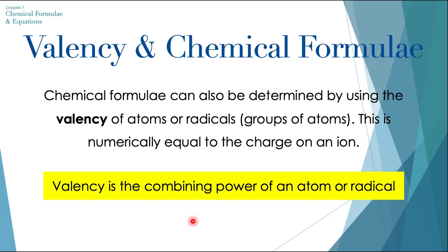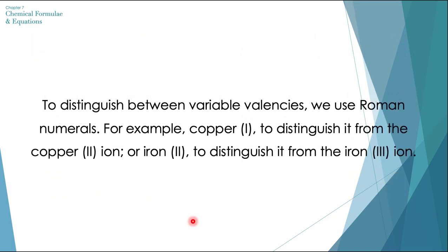But some elements can have more than 1 valency. And they are said to have variable valencies, and so to distinguish them, a Roman numeral is used. For example, copper 1 to distinguish it from copper 2 ion. Copper has variable valencies. It can be 1 positive or 2 positive as well. So that is why we write down a Roman numeral after them. Copper 1 would have 1 Roman numeral, copper 2 is written like this, or iron 2 to distinguish it from iron 3 ion. I've told you about this previously as well.